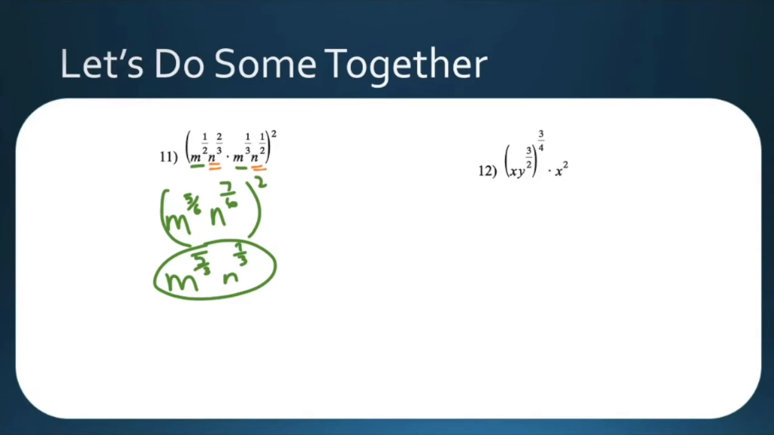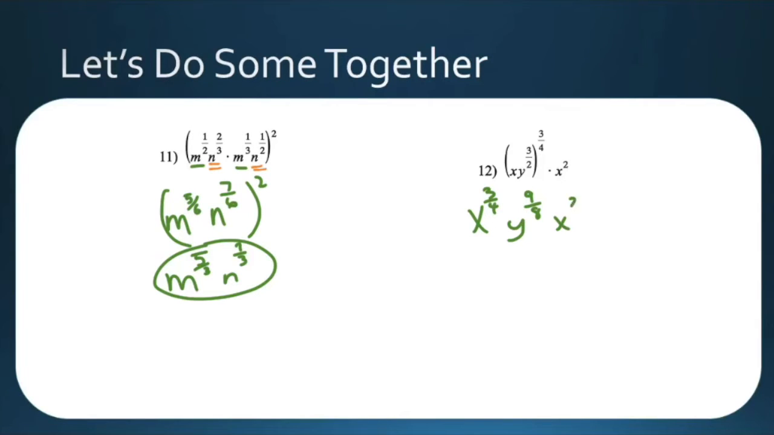We're going to do number 12. This time we have to give the 3/4 to both of those before we combine with our x squareds because it's outside. So we're going to give the 3/4 to both of those. We'll have x to the 3/4 and y to the what? 9/8. I heard 9 what? 8. And how did you get 9/8? Multiplied.